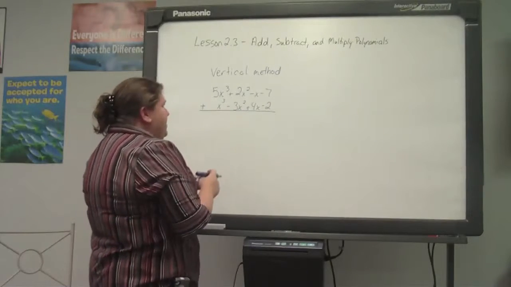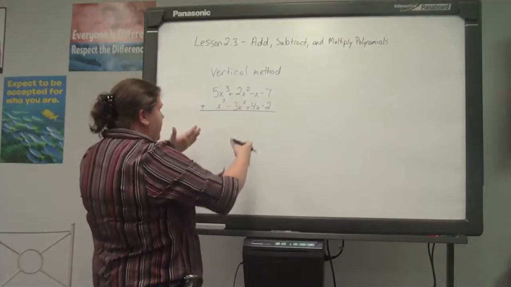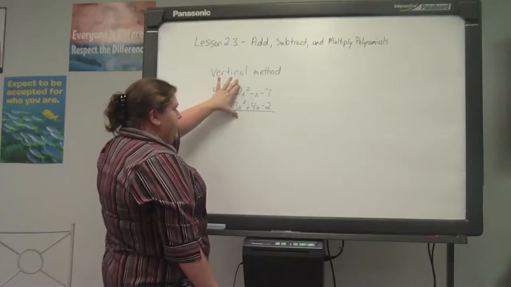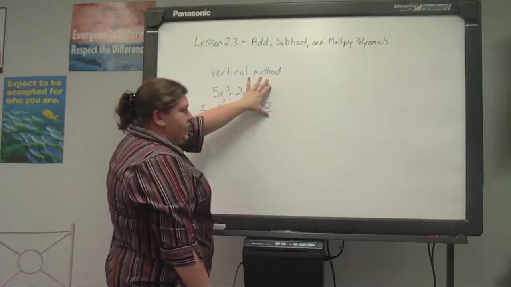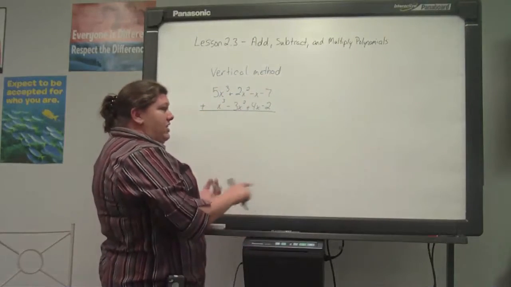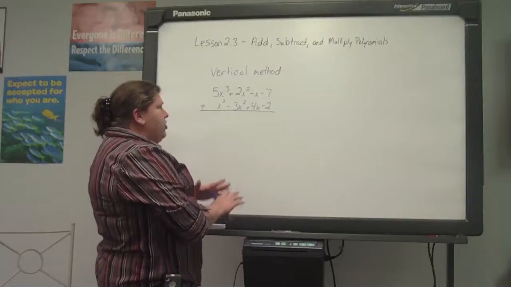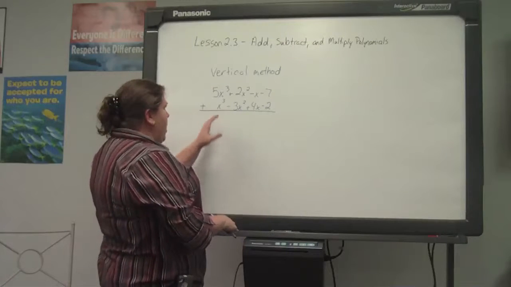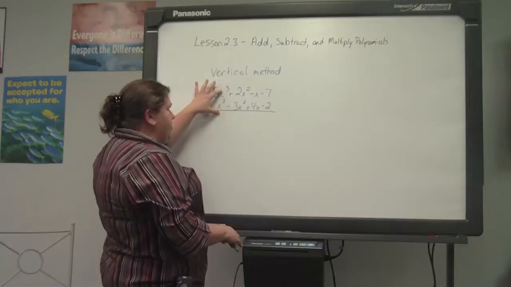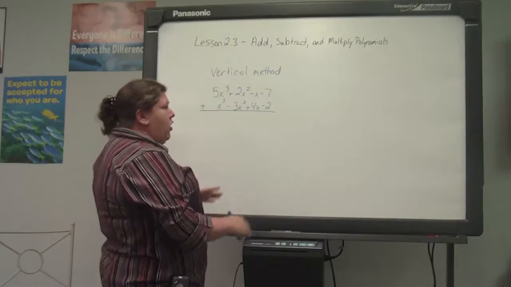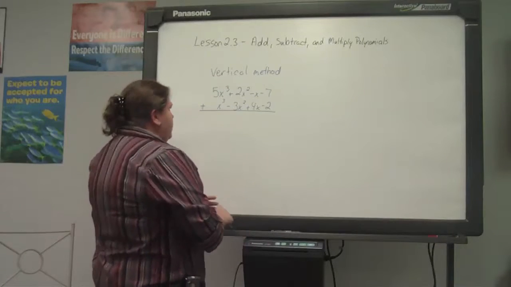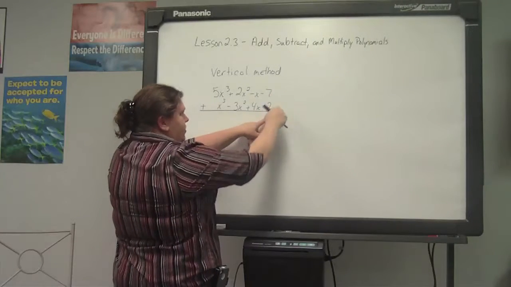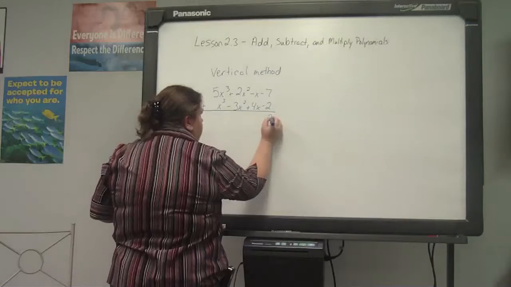Now, in the vertical method, you want to line up the common exponents underneath each other. That way, it's easier to see. Because in addition and subtraction, all you do is add the whole numbers. You do not do anything with the variables or the exponents. You only work with the numbers. So I'm going to start on this side, and a negative 2 minus 7 is a negative 9.